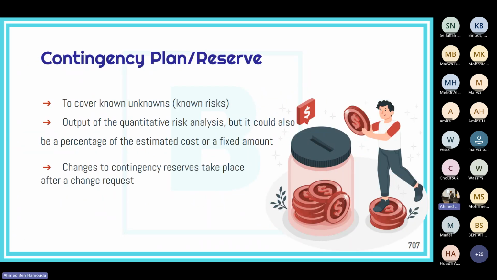So what's the contingency reserve? The contingency reserve is used to cover for the known unknowns. Usually it is an output of the advanced quantitative analysis, and we will see how to do it. But also, it could be a fixed percentage of the cost baseline. Okay, it can be also a fixed amount. Okay, and in case the amount in the contingency reserve needs to be changed, usually it changes through a change request. Okay, and we will explain to you later why.